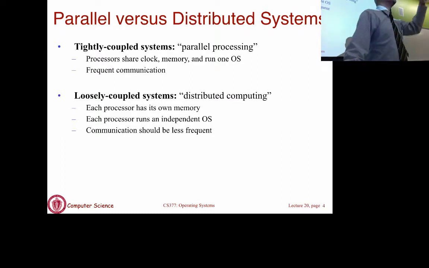So any questions on this? Yes? So is a parallel system just like any computer with more than one processor?